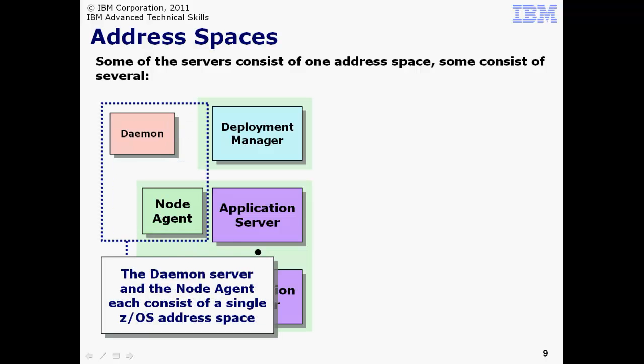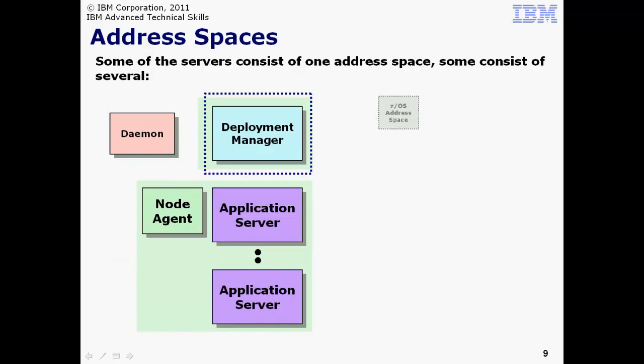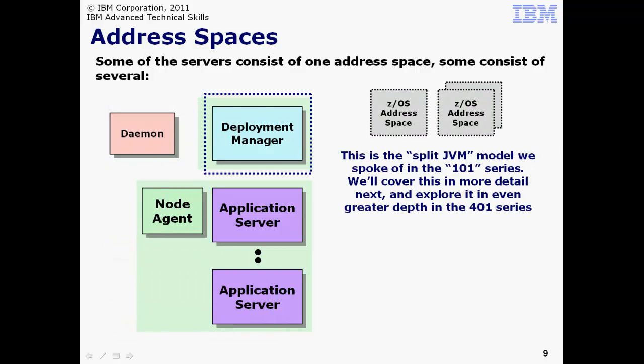That implies each runs only IBM plumbing code. Your applications do not run in these server types. The deployment manager has a minimum of 2 address spaces with the potential to run more if needed. This is an example of the split JVM model we've referred to earlier. We'll look at this in some detail in this series and in even greater detail in the upcoming 401 series. While the deployment manager is an application server, it is restricted to serving only IBM-supplied administrative applications. Your applications do not run in the deployment manager.